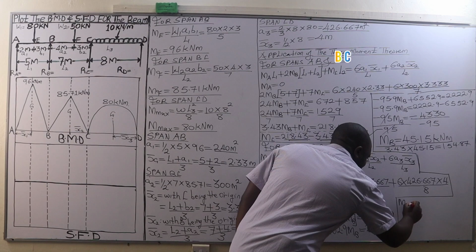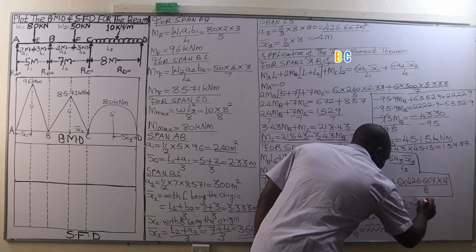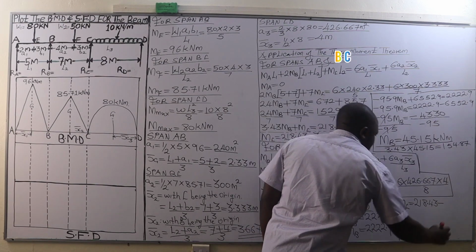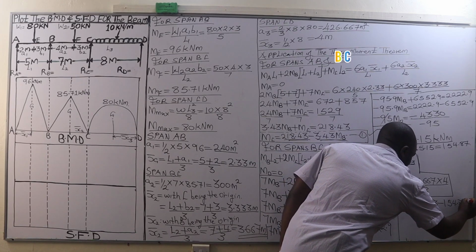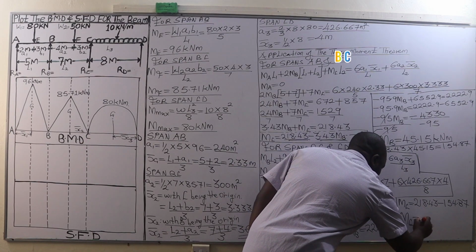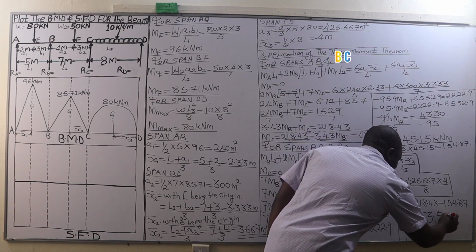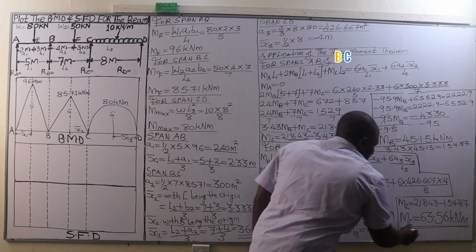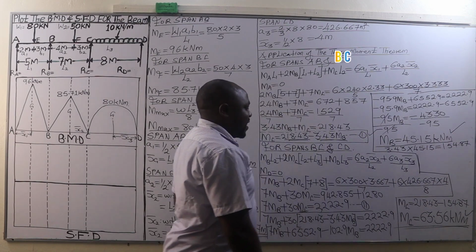Bending moment at C will be given by 218.43 minus 154.87. So that's going to give us a bending moment at C of 63.56 kilonewtons meter. Therefore, we have the bending moment at B as well as the bending moment at C.